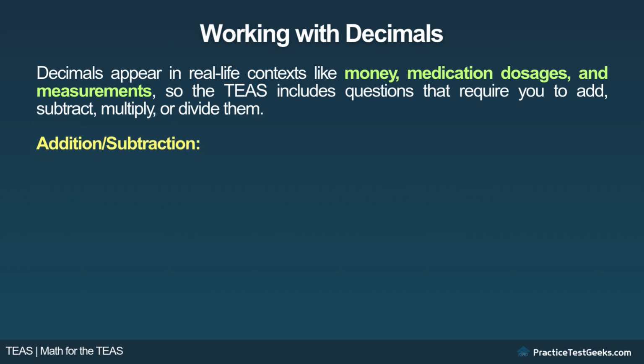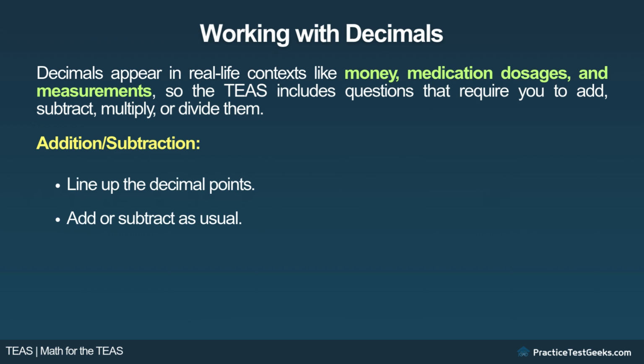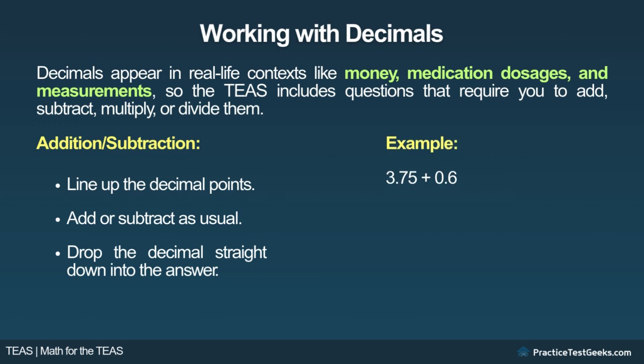First, when it comes to adding or subtracting decimals, always line up the decimal points. Then, just add or subtract as you normally would. Finally, drop the decimal straight down into your answer. For example, 3.75 plus 0.6 becomes 3.75 plus 0.60 equals 4.35.